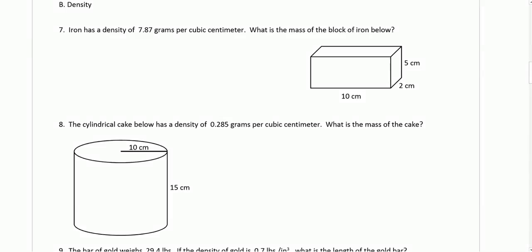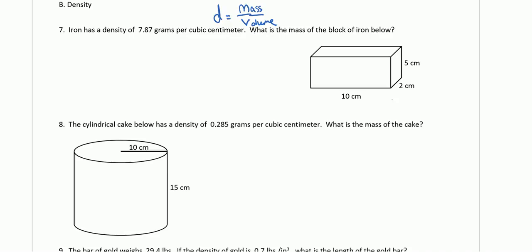Part B here is on density. This is taken from Worksheet 2 of Unit 9 in Math 3. And we're going to use the density formula, which is density equals mass over volume. So iron has a density of 7.87 grams per cubic centimeter. We want to find the mass, and we're given some values to help us find the volume.